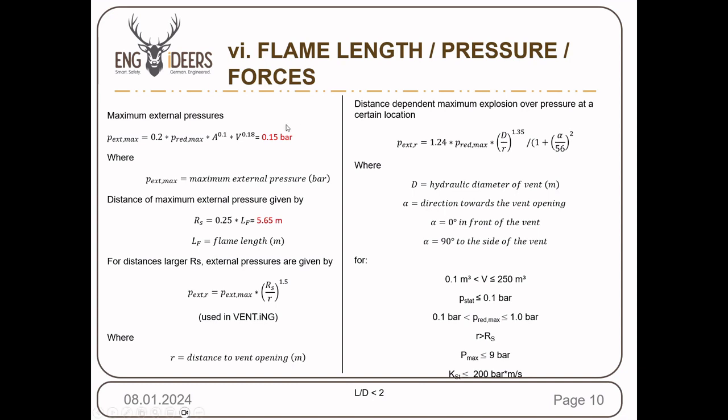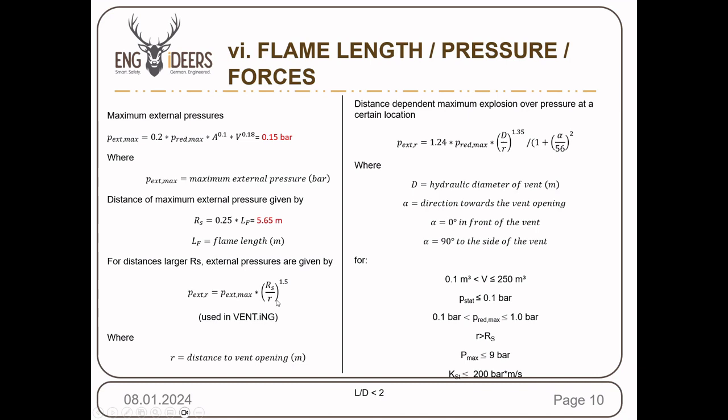So you can calculate the maximum external pressure outside the relief area, which is then calculated by the P_red,max, the vent area, and the volume, which is outside 150 millibar, 0.15 bar. And this maximum pressure would happen, you can calculate that, at a distance of around 5.65 meter by this equation. And usually you would not, of course, stand outside the venting process because it's super dangerous.